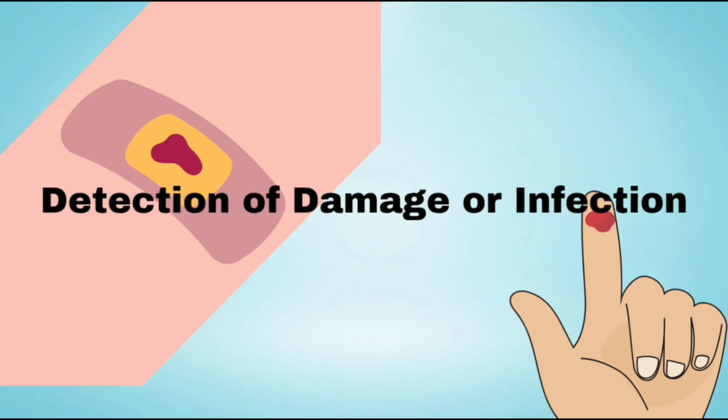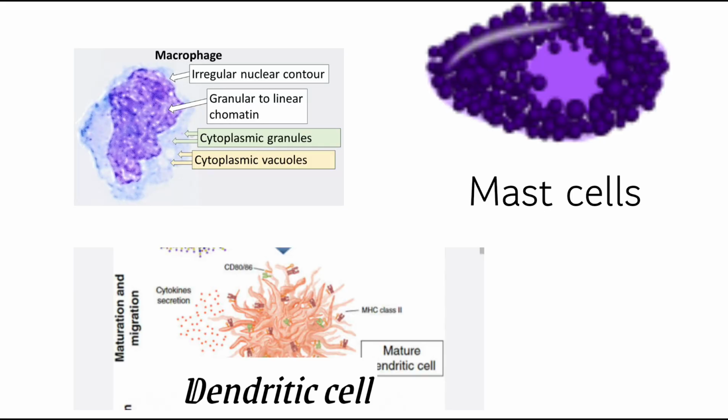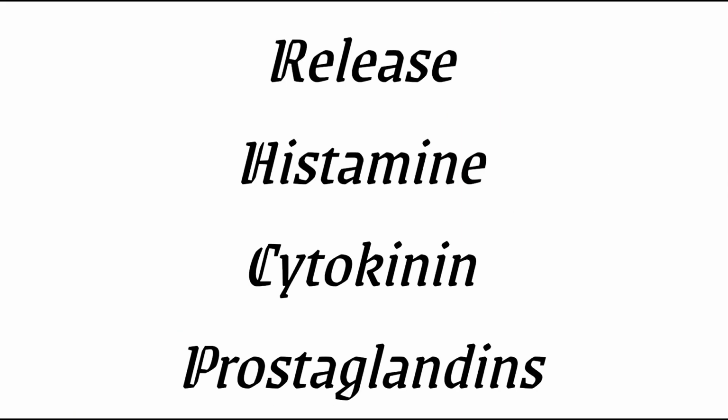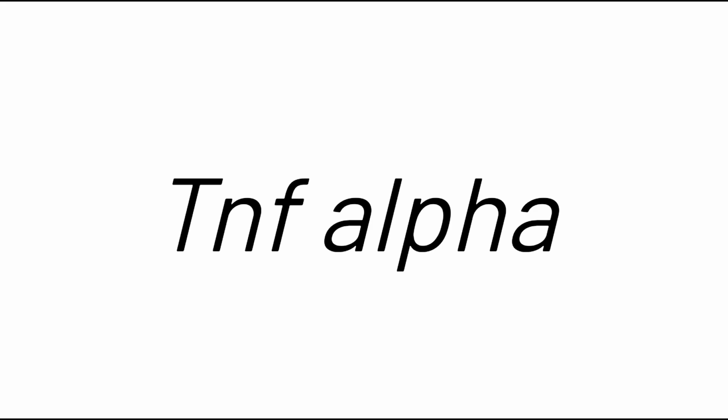So, first, what happens? The immune system detects the damage or infection in your body. Special immune cells like macrophages, mast cells and dendritic cells detect danger signals such as pathogens, bacteria, viruses, etc., as well as damaged tissue and toxins. These cells release inflammatory mediators like histamine, cytokines and prostaglandins. So the histamine, cytokines like interleukin 1, interleukin 6, then tumor necrosis factor alpha cause vasodilation and increased permeability.